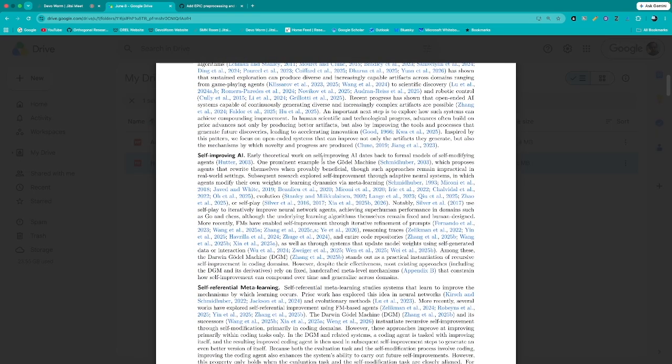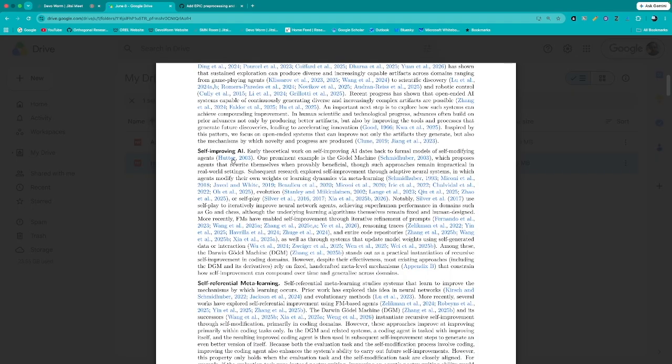Then there's self-improving AI, of course, going back to Hutter in 2003. There were these formal models of self-modifying agents. Schmidhuber, of course, was the first to develop the Gödel machine, which proposes agents that rewrite themselves when provably beneficial. This was worked out theoretically, but not necessarily in a real-world setting. Of course, there was more work later on self-improvement through adaptive neural systems, in which agents modify their own weights or learning dynamics via meta-learning.